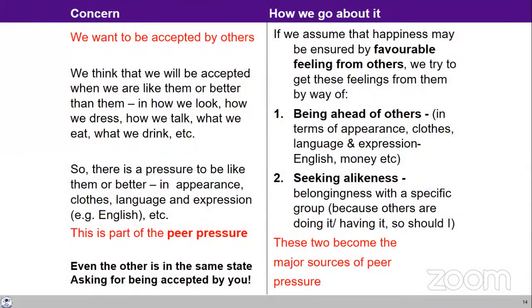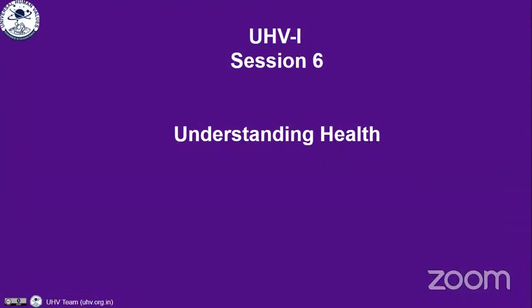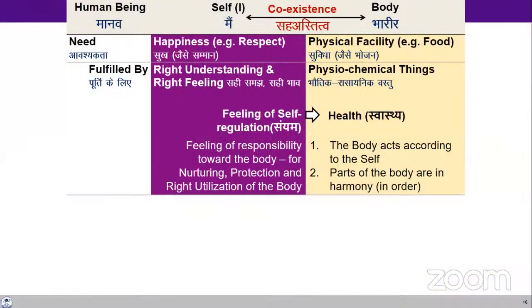So what can be done? We can make them understand about this issue and we can help them in overcoming this concern, peer pressure, and then understanding health. There we discuss the proposal on human being. Human being is a coexistence of self and body, and with self-regulation, feeling of self-regulation. Need of the body is fulfilled by physical facilities, and need of the self is fulfilled by happiness, respect, right understanding, and right feeling. Need of the self is fulfilled by right understanding and right feeling, and need of the body is fulfilled by physiochemical things.